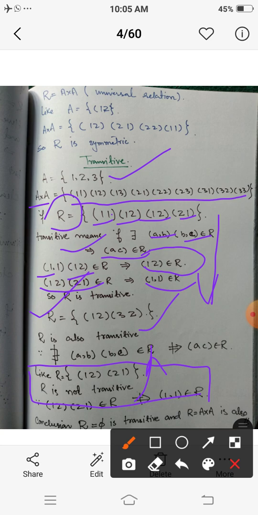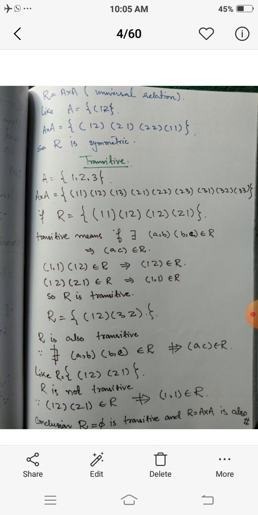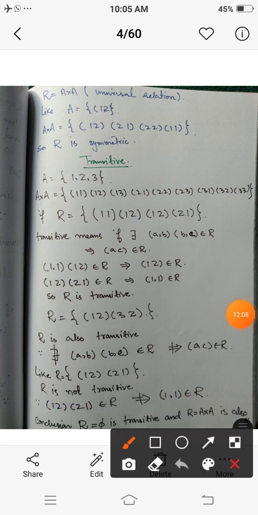Here there does not exist any element of the form (a,b) and (b,c) through which we can say whether (a,c) belongs or does not belong. So for this reason we say that this R is also transitive in nature. There does not exist a case where these two elements belong to R but the third element does not belong to it.